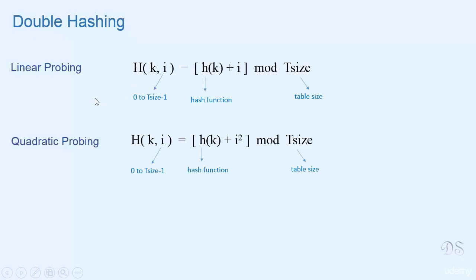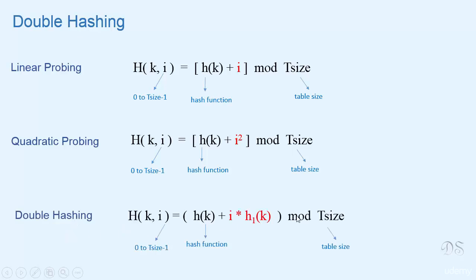In this video, we'll discuss double hashing, which effectively eliminates the clustering problem. We have seen linear probing and quadratic probing, and in both these techniques, we skip a constant amount each time. In double hashing, we'll skip a variable amount each time, and we'll do this by using a second hash function.